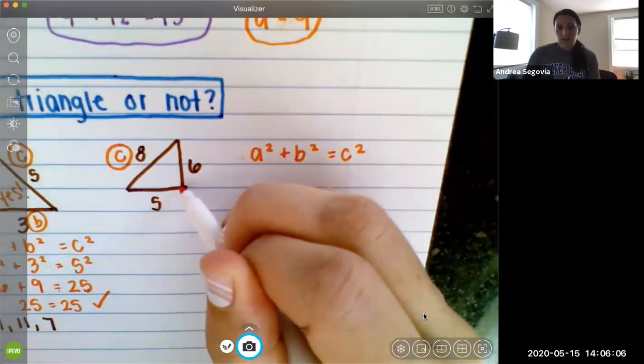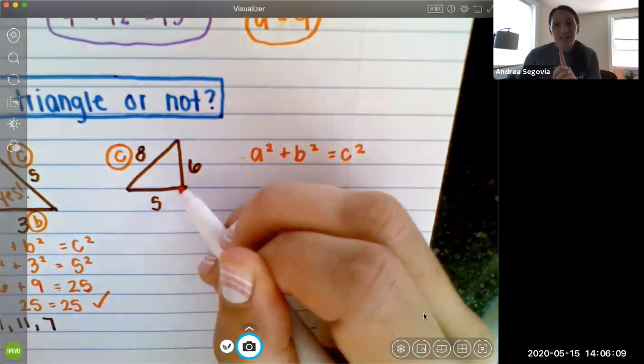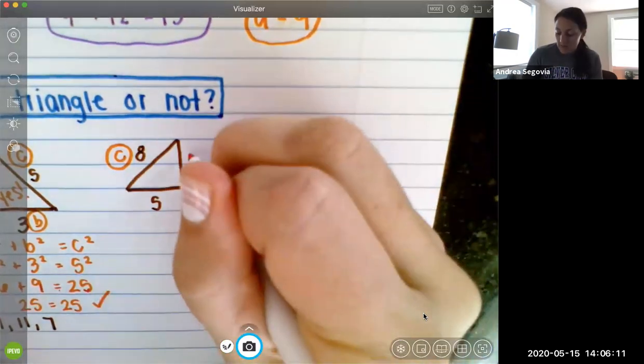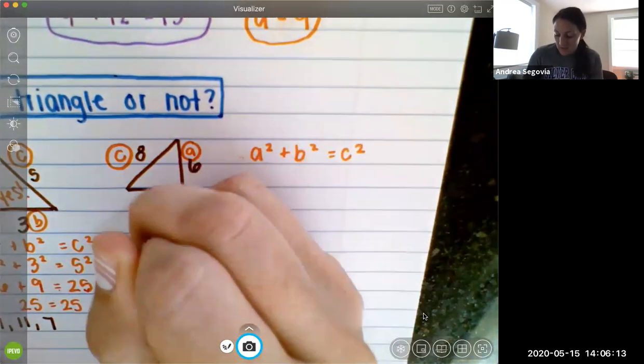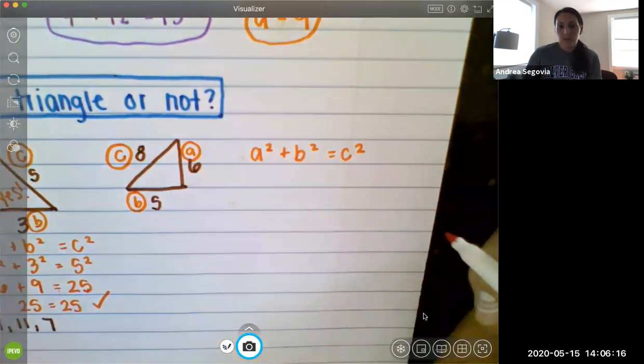That means that the right angle is across from it. It's probably here if it's a right angle. So that would make one of these sides A and the other side B. All right, let's go plug in and see.